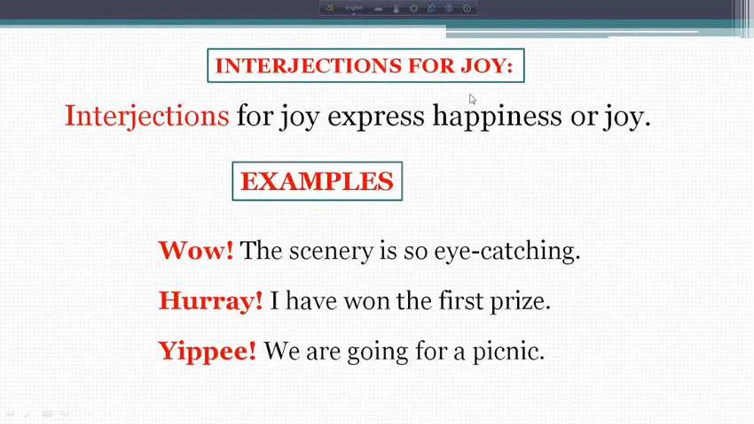Interjections for joy. Interjections for joy express happiness or joy. Example: Wow, this scenery is so eye-catching. Hooray, I have won the first prize. Yep, we are going for a picnic. Wow, hooray, yep express happiness or joy.